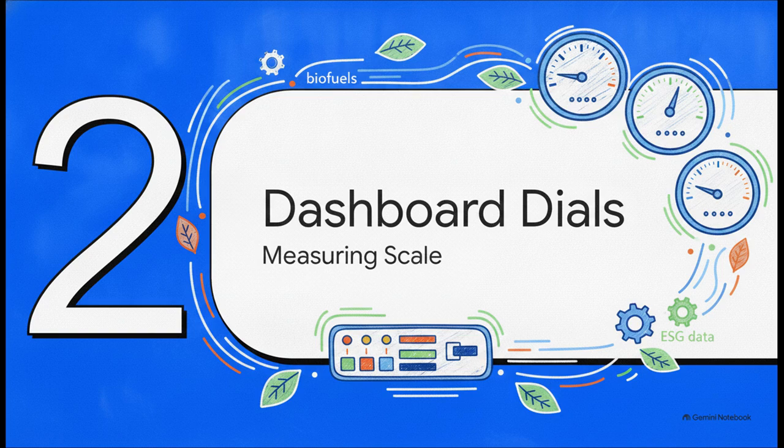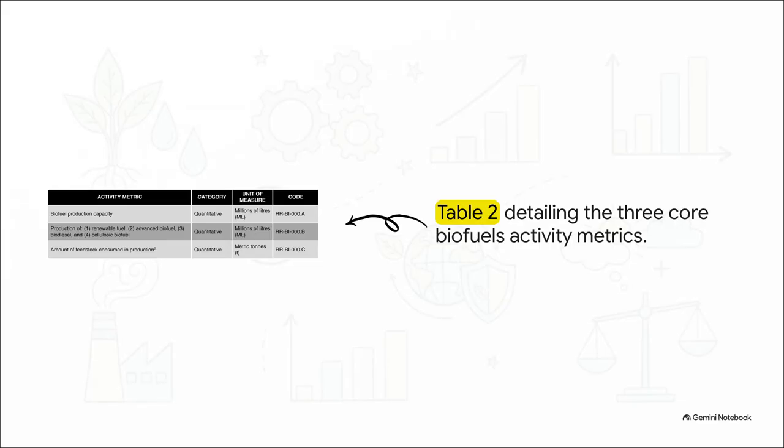Which brings us to Section 2, Dashboard Dials, Measuring Scale. The SASB standard explicitly lays out three foundational activity metrics that we need to track. They're categorized under the codes RR-BI-000.A, B, and C. And these three metrics? They form the absolute bedrock of our dashboard, because without them, any other sustainability data you're looking at is pretty much just floating in a void. So let's take a closer look at each one of these dials.